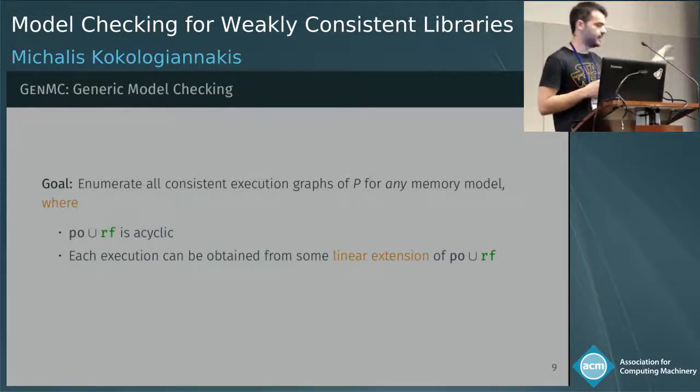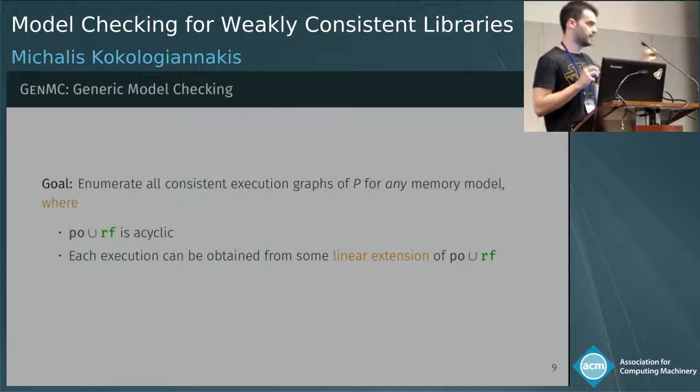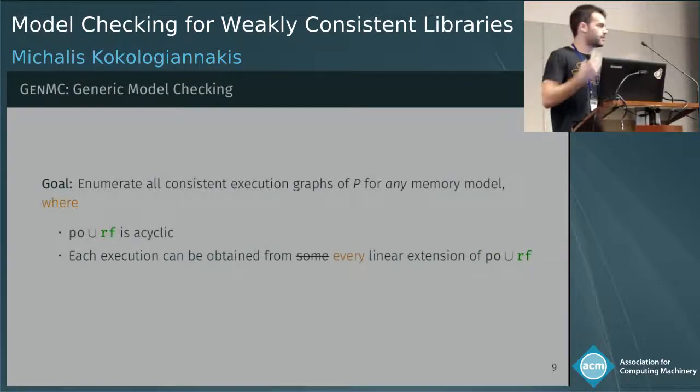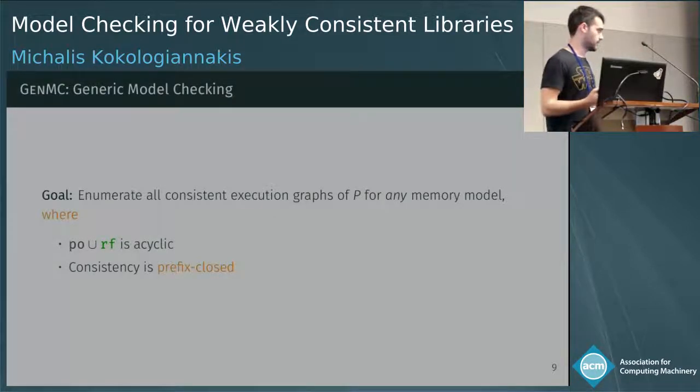Now, if we have that, then we know that there is some way that we can generate each graph incrementally, but this doesn't say which way that is. But fortunately, all major memory models offer something even stronger. They say that it doesn't matter which extension of PO union RF you take because any will do. This can be rephrased as prefix closedness. Prefix closedness says that you can generate each graph incrementally by taking any linear extension of PO union RF, or equivalently, that if you have a consistent graph and you take any PO union RF prefix, then this will also be consistent.